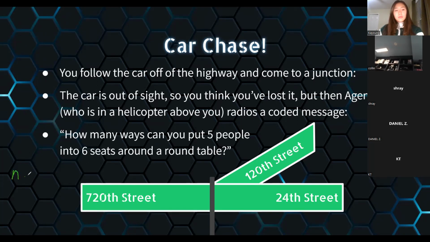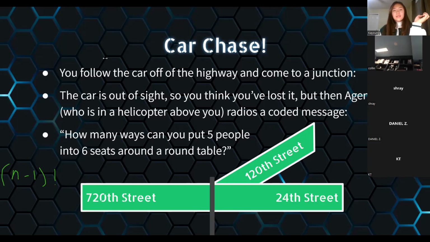The round table formula was this thingy. Remember? 30. Interesting. 25. Also interesting. Okay, I see the right answer.